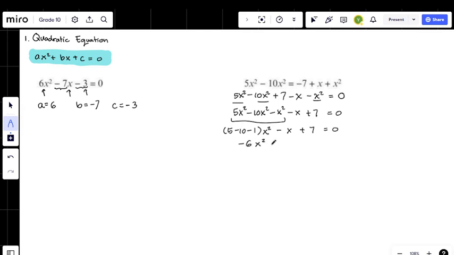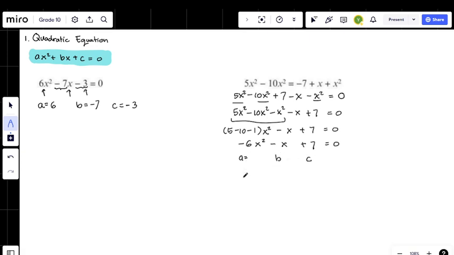Okay. And minus x plus 7. So after we have expressions where the x squared is only one expression, the x is only one expression, and the constant is only one expression, then we can start to define the a, the b, and the c.